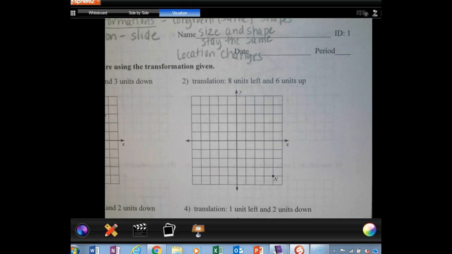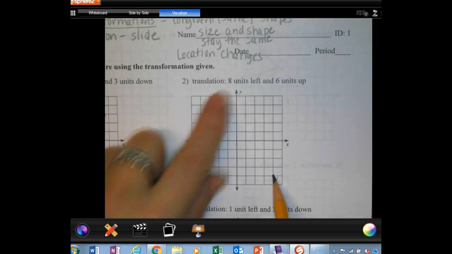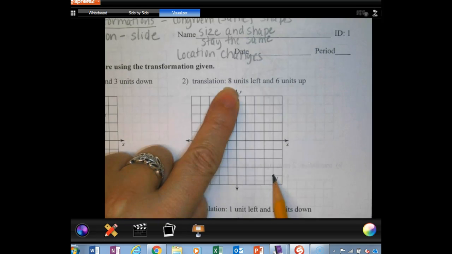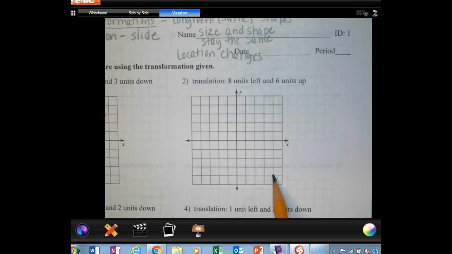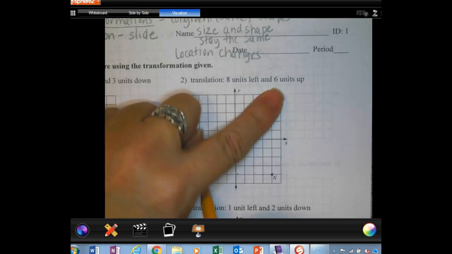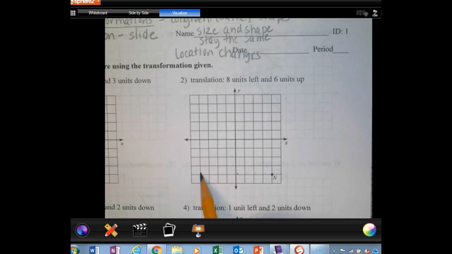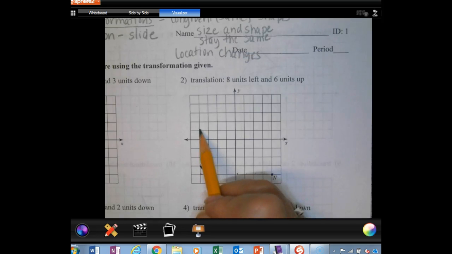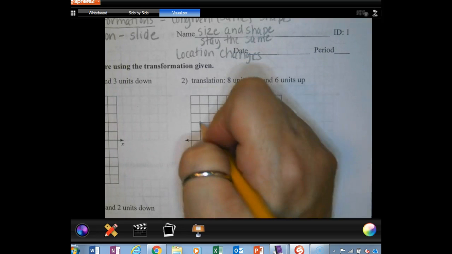So let's look at number 2. Here's my point N. What does it tell me to do? 8 left and 6 up. So let's count. Everybody put your pencil tip on N, and you're going to go left 8. 1, 2, 3, 4, 5, 6, 7, 8. And then 6 units up. 1, 2, 3, 4, 5, 6. That is your new point.